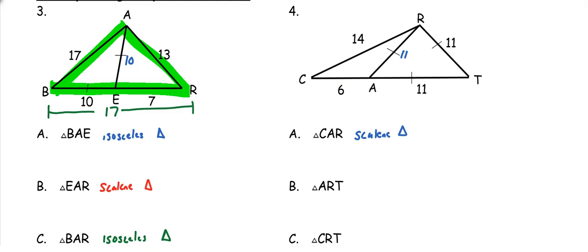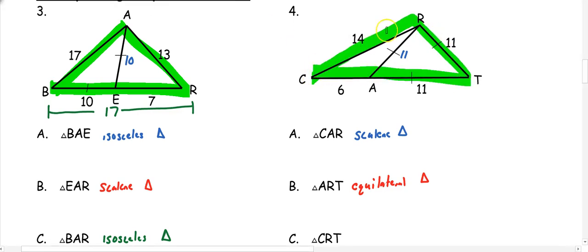In the next triangle that we're going to look at, ART, all of the sides are the same, so when they are all the same, it is an equilateral triangle. And last, when we look at triangle CRT, we have a side that's 11 and a side that's 14, and we need to add on the bottom to get the last side, which is 17. Again, we have all different sides, so this is a scalene triangle.